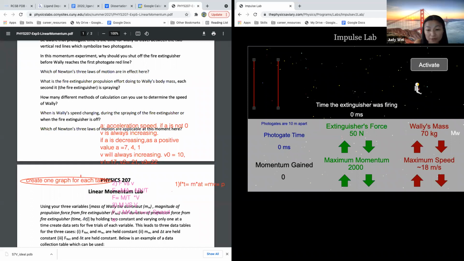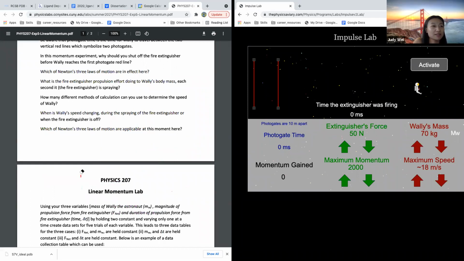So, okay, let me erase those things. Sorry. I'm so happy you asked because I know other students may have the same question. So when Wallis's speed is changing, they ask you which of Newton's 3 laws of motion is applied here. When it's changing, that means the second law, because the external force is acting on the extinguisher and Wallis. So this is Newton's second law.